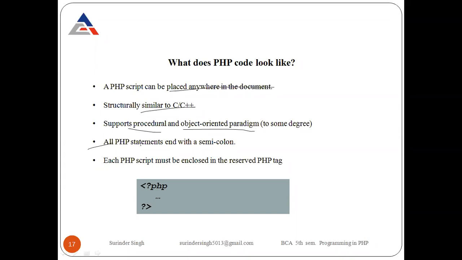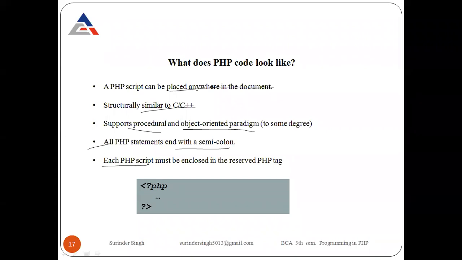All PHP statements end with a semicolon. Like in C and C++, where you terminate a statement by using a semicolon, in PHP all statements end with a semicolon.